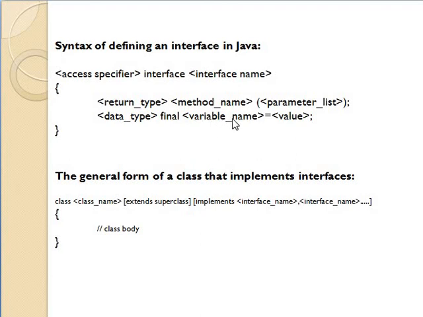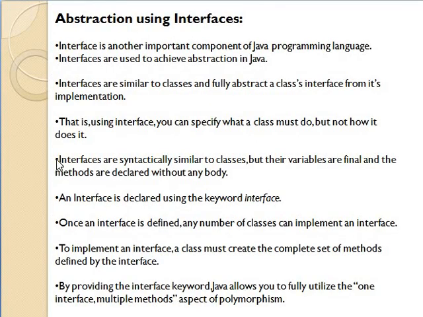And if you declare variables inside an interface, they can have a data type such as int, float, double, etc. But all these variables, if declared inside an interface, have to be declared as final. Now see this point number 5. The variables declared inside an interface should be made final. That is, they have to be declared as final.